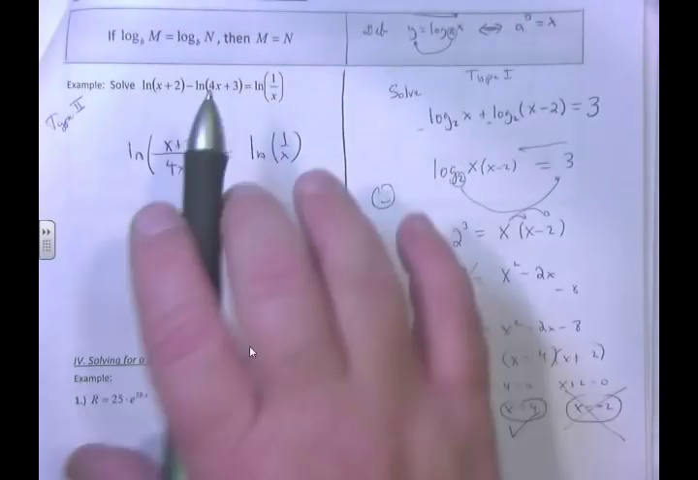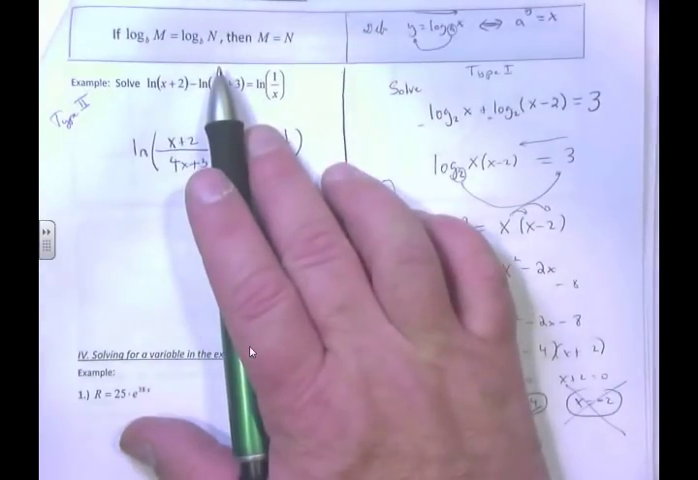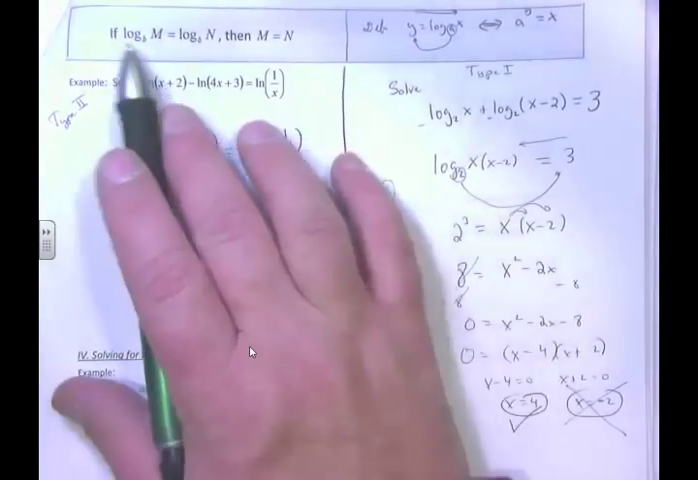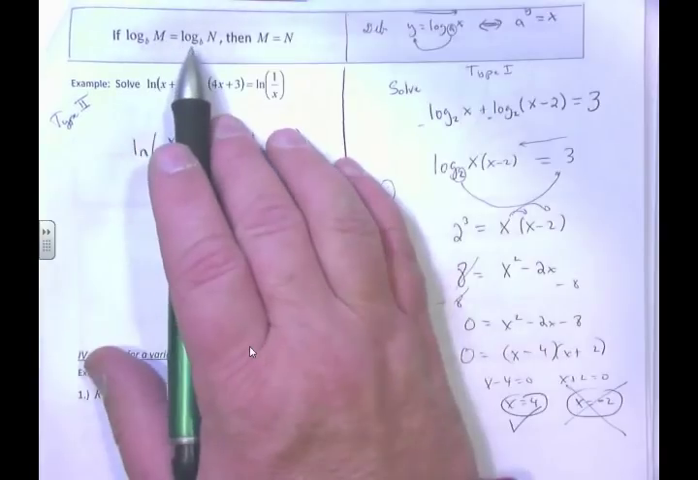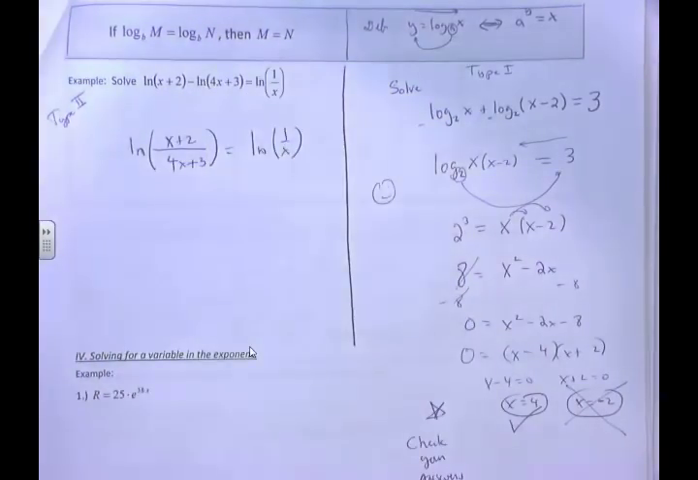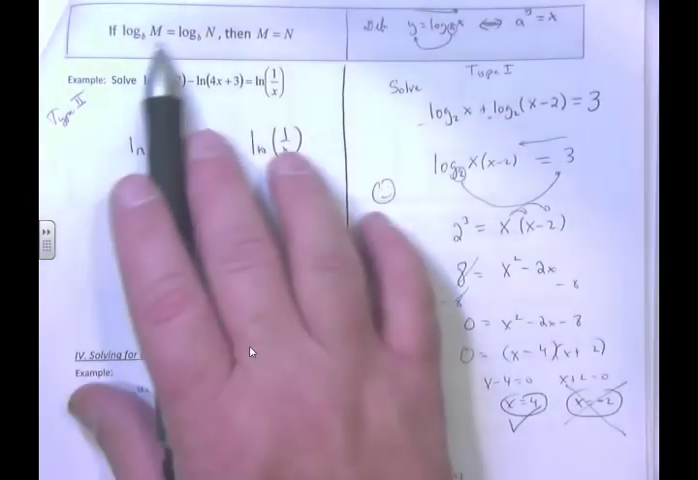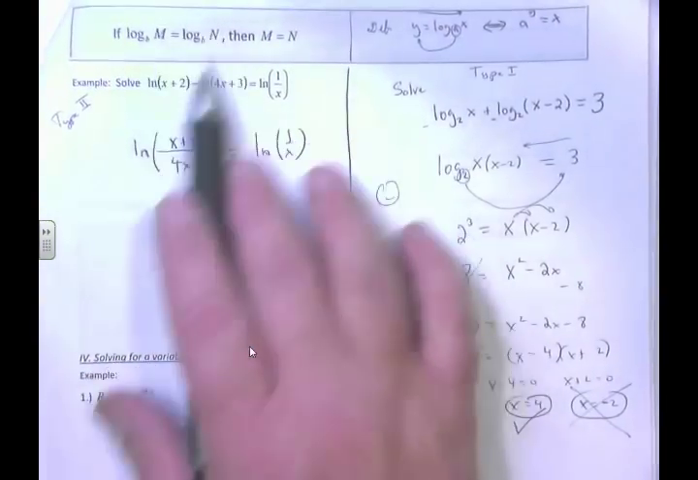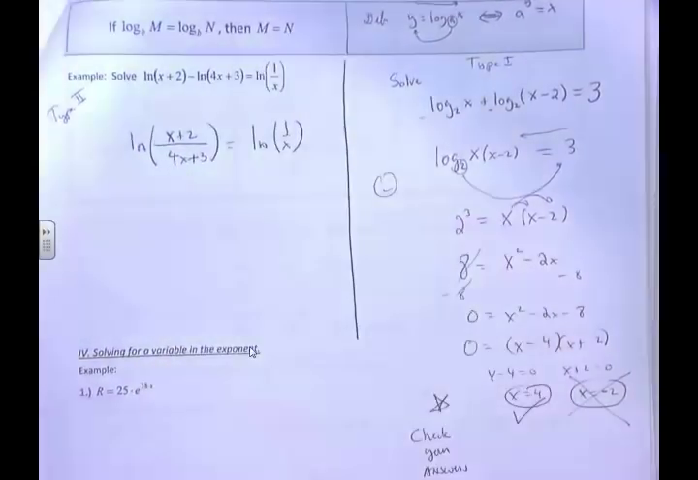But look at this property up here that I gave you. It's a log property. If log base b of m is equal to log base b of n, then m has to be equal to n. Kind of works from that same exponential property that we had when I had b to the m equals b to the n. If the bases are equal, the exponents are equal. Here's the deal. If the logs are equal, then what you're taking the log of have to be equal.